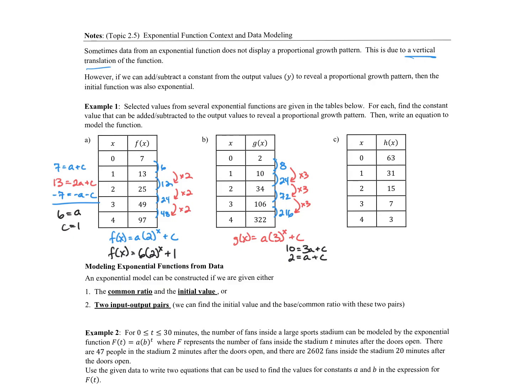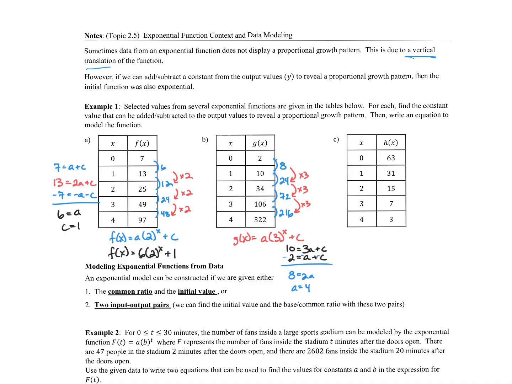And so I personally am going to distribute a negative right here. And so what happens to my c's? They cancel out. So then what am I left with? 8 is equal to how many a's? 2 a's. And so what does a equal? 4.